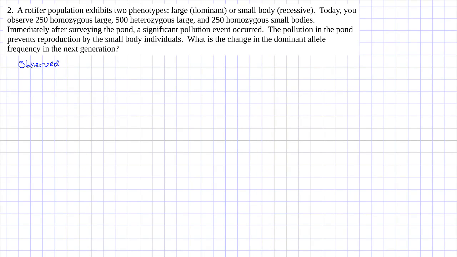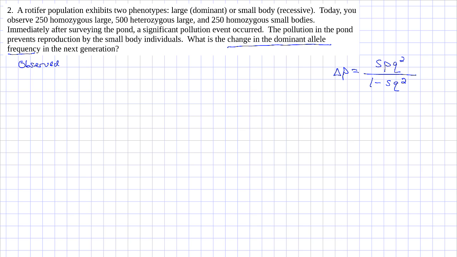This is our second practice problem where we utilize selection coefficients to calculate future allele frequencies. In this problem, I ask you for the change in the dominant allele frequency. Change in the dominant allele frequency is our delta P equation. So it's delta P equals S times P times Q squared divided by 1 minus SQ squared. So to calculate our delta P, we have to know S, P, and Q.